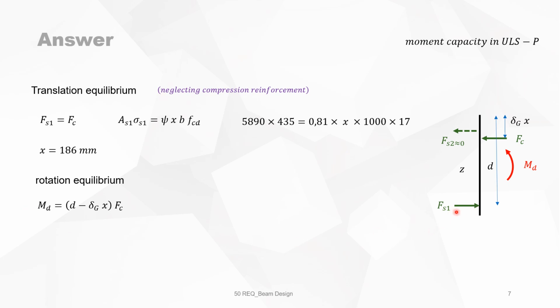The rotation equilibrium is now also simplified, of course. This rotation equilibrium around tensile reinforcement. When we put in some numbers, we get 1173 kilonewton meter. Now you see that the difference is 3%. When we take the compression reinforcement into account, we got 1,210. Without, it's 1,173. So it's only a difference of 3%.